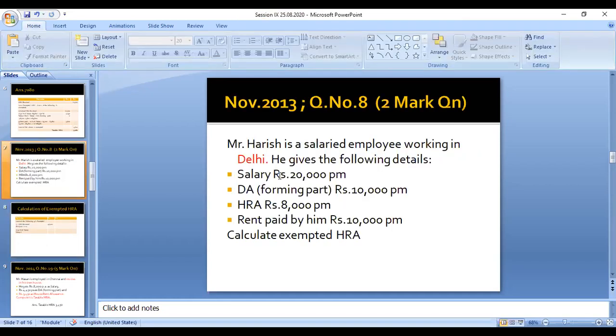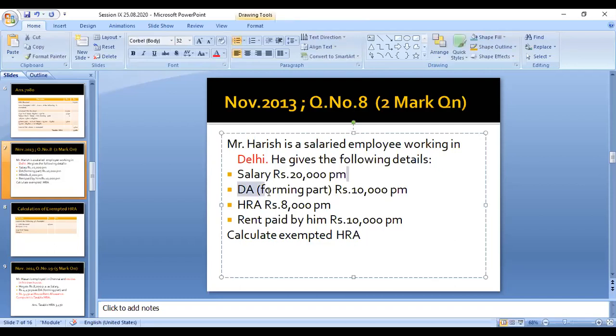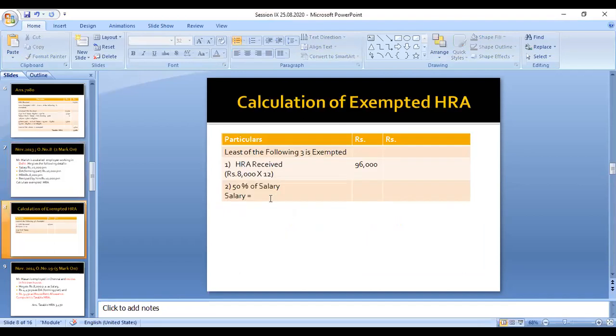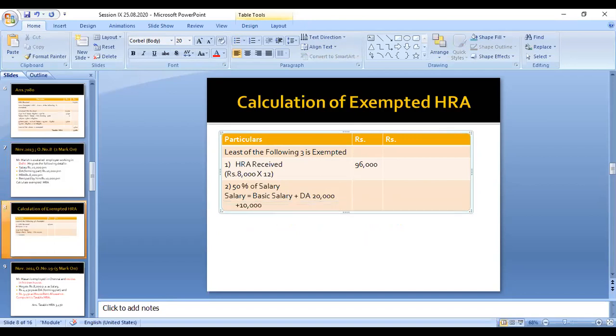Basic salary is 20,000 per month. DA is the farming part, you can take it as 10,000 also. 20,000 plus 10,000, 30,000 is the salary. So salary means basic salary plus DA. These two amounts, 20,000 plus 10,000, put together total 30,000.